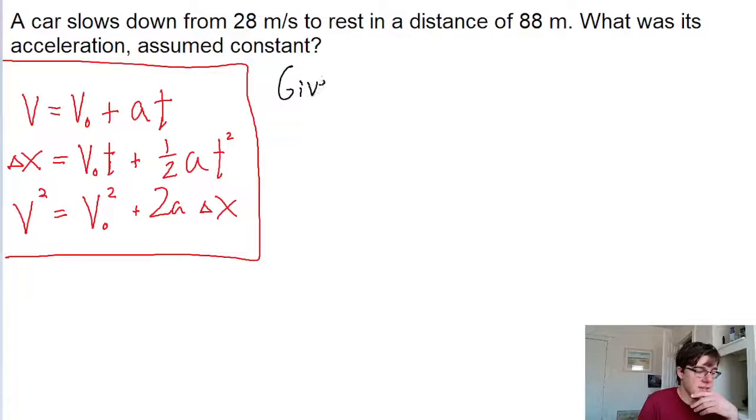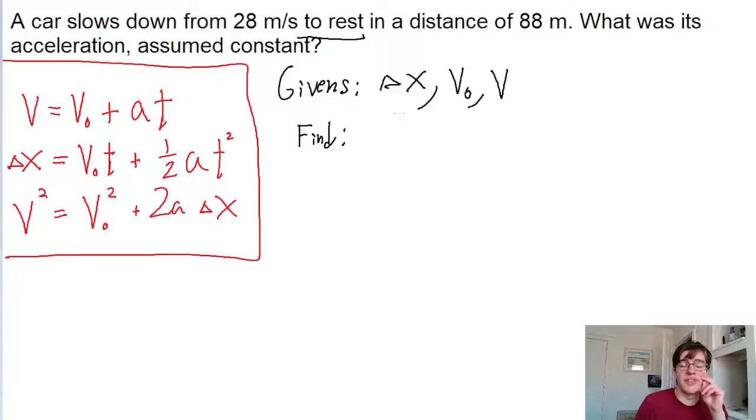So we're given the distance traveled, so delta x. We're given the initial speed of the car, 28 meters per second. We're also given the final speed of the car, because it says that the car slows down to rest. So the final speed is 0. And the unknown variable that we're trying to find is the acceleration.